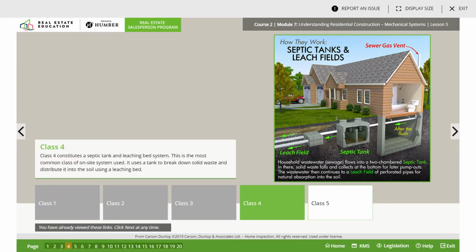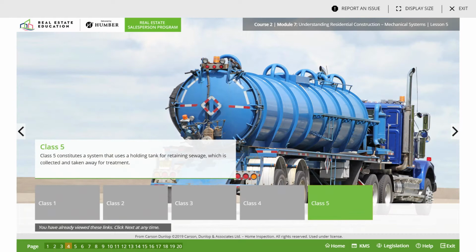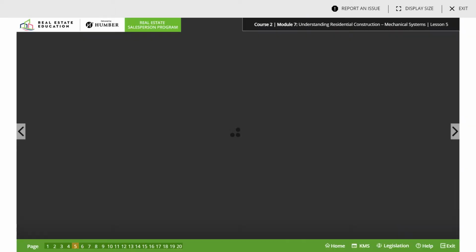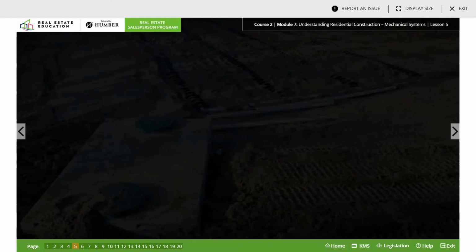Household water flows into the two-chambered septic tank, and there solid waste falls and collects at the bottom for later pump outs. The wastewater then continues to a leaching field of perforated pipes for natural absorption into the soil. Class 5 constitutes a system that uses holding tanks for retaining sewage, which is collected and then taken away for treatment. So now we know the 5 class systems.